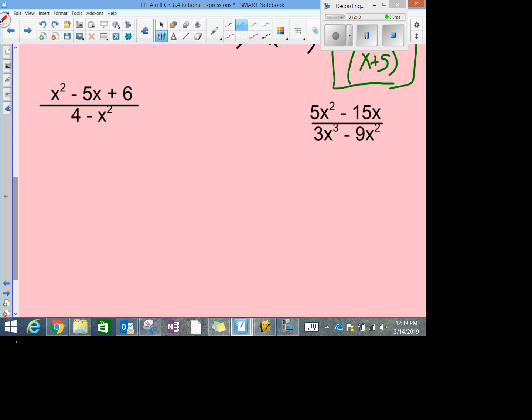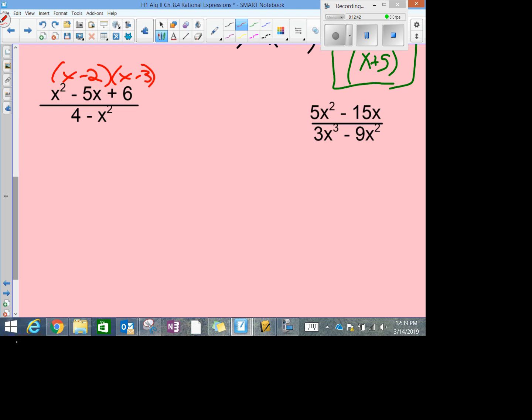Factor x squared minus 5x plus 6. What method? Next question. So what multiplies to 6 and adds to negative 5? Negative 3 and negative 2. Now, what about the bottom?